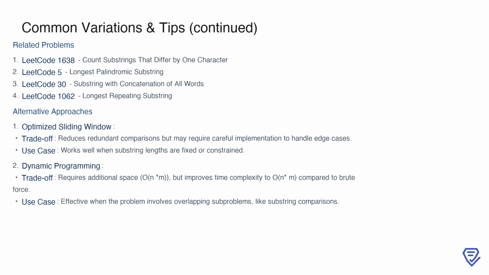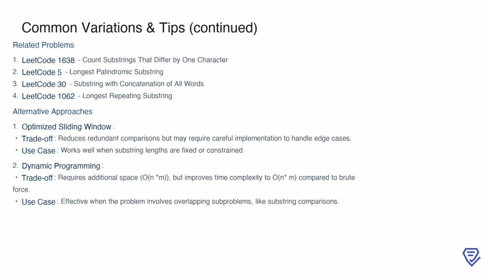Understanding related problems can provide valuable insights and help you draw parallels to other challenges. For instance, the current problem, LeetCode 1638, shares similarities with other substring problems, such as LeetCode 5, which focuses on finding the longest palindromic substring, and LeetCode 30, which involves substring concatenation. Another related problem is LeetCode 1062, which deals with finding the longest repeating substring. Exploring these problems can deepen your understanding of substring operations and common techniques.